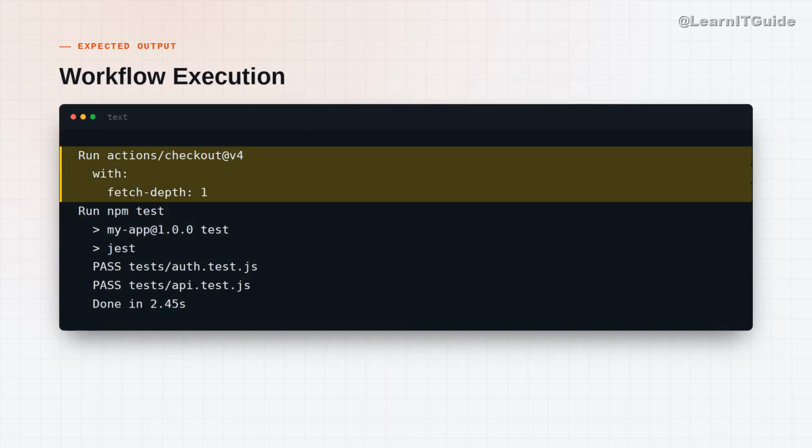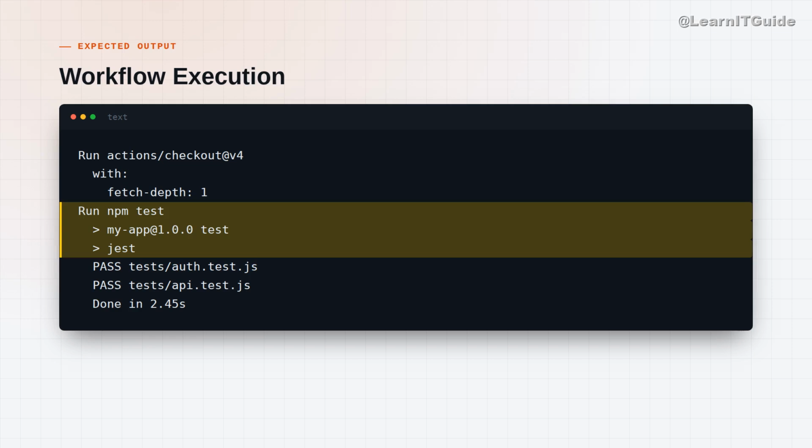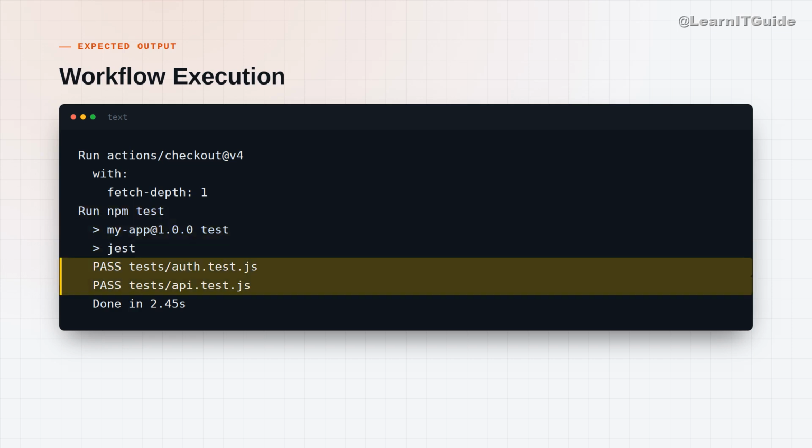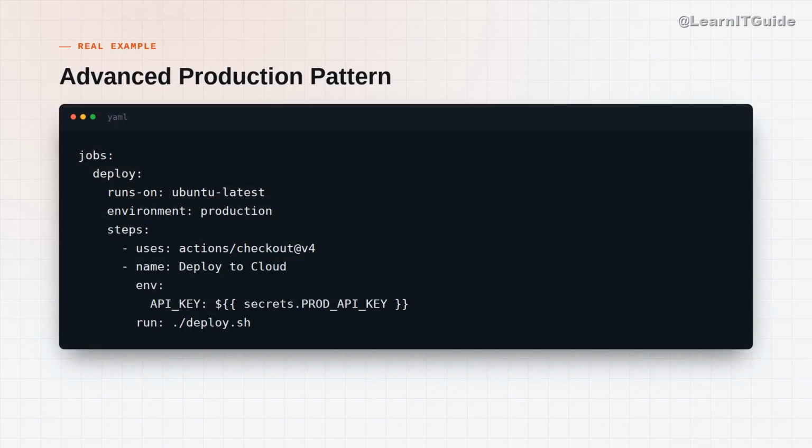When you commit this file, GitHub immediately starts the workflow. You can see the output here. First, it pulls your code, then it executes the test suite. All tests pass, and the job finishes in just over 2 seconds. Perfect.